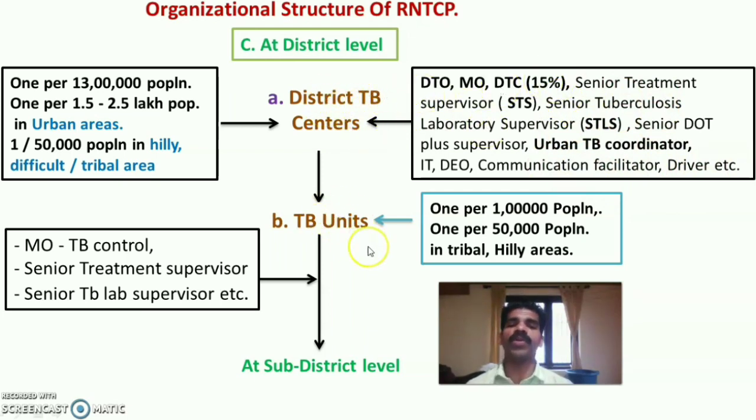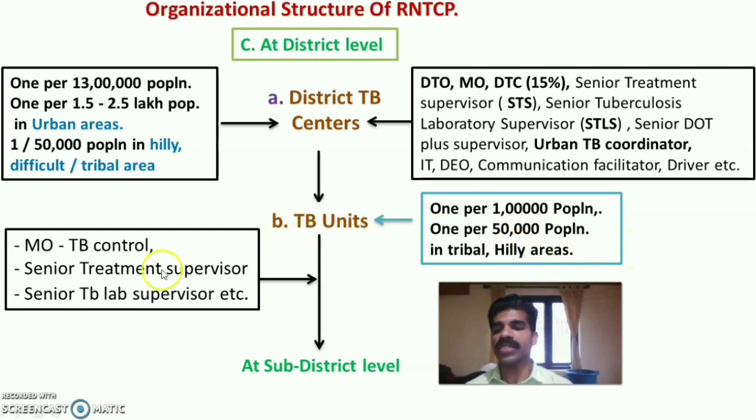Then second one is TB Units. There is one TB Unit for 1 lakh population in general, and in hilly, tribal and backward areas we have one TB Unit for 50,000 population. So in general, one TB Unit for 1 lakh population in the district and one TB Unit for 50,000 population if they are living in a tribal area, hilly area or backward area of the district.